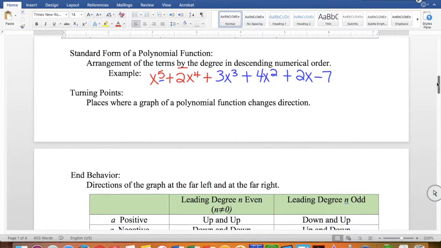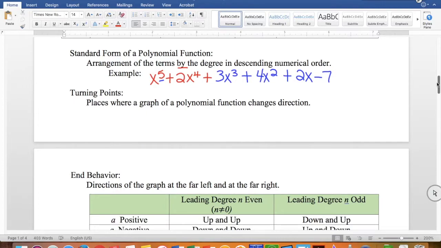But not all of them are going to have each exponent. You may not have a 5, 4, 3, 2, 1 for your exponents. You may just have a 5 and a 2 and a constant. Just make sure that they are in descending numerical order, and then you have them in standard form. So please always check that, because when you're trying to solve certain things, you need to have them in that descending order, not just mixed up.